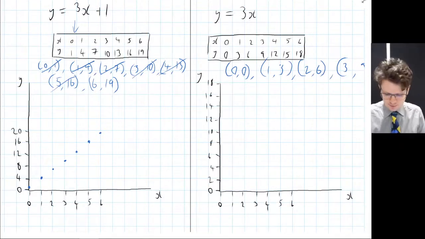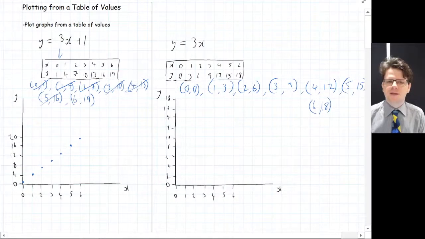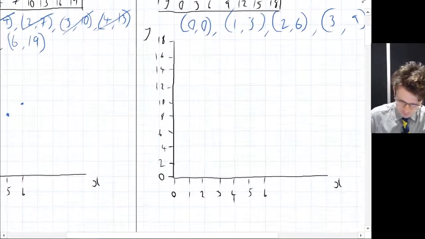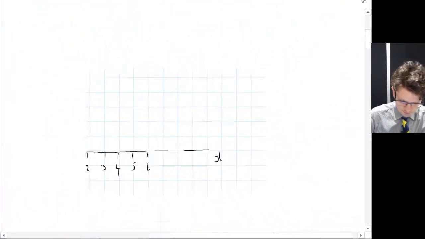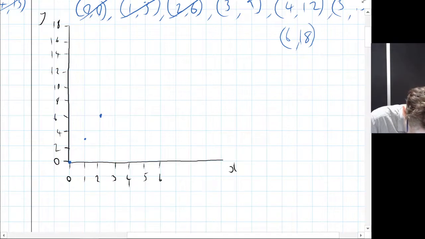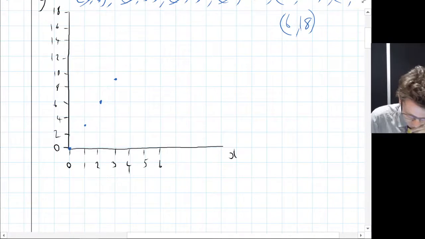Alrighty, so with your points over here, plot them onto your graph. Make sure that you've done that as well. Alright, so hopefully you had a go. So 0, 0 should have landed you right down here. 1, 3, 2, 6, notice it's also going in a straight line.